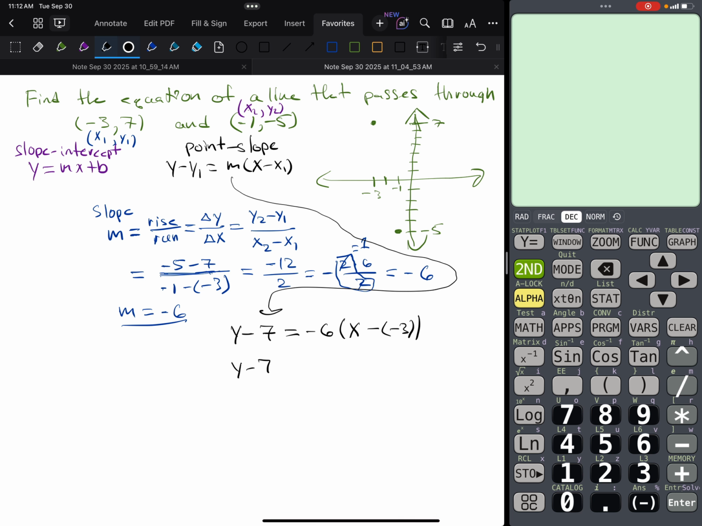Okay. Well, let's distribute the negative 6. So I'll have y minus 7 equals negative 6x. That's a positive 3 times a negative 6. So I'm going to end up with a negative 3 times 6 is going to be 18, right? Okay. Well, the last thing I need to do, let's use a different color, is add 7 to this side to get that to go away. But if I do it to one side, I better do it to the other side of the equation. Otherwise, it's not a true statement anymore. And so now I have y equals negative 6x minus 11.